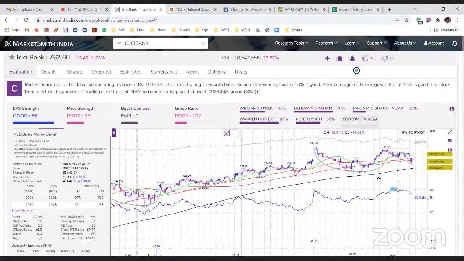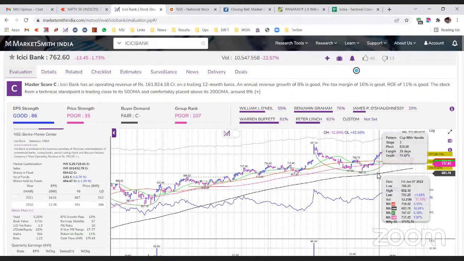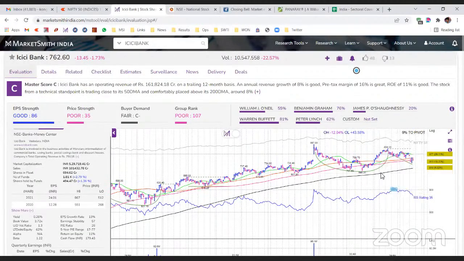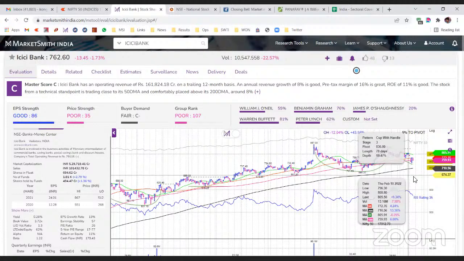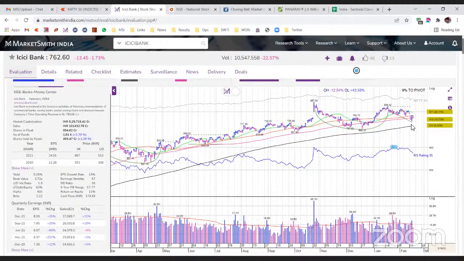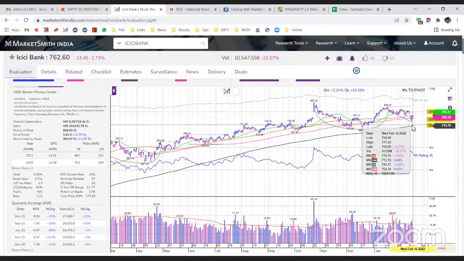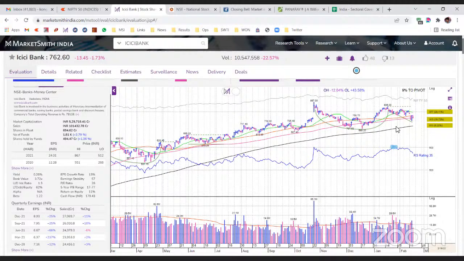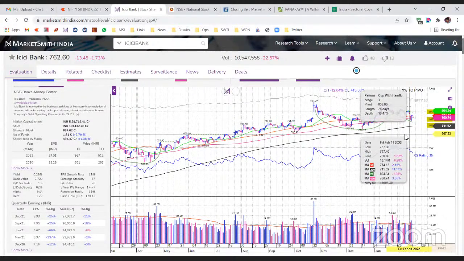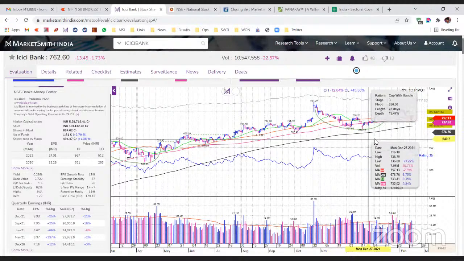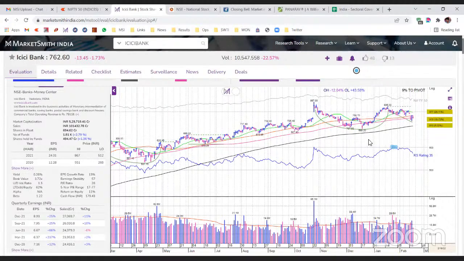ICICI Bank currently is trading in the handle portion of a stage 3 cup with handle, as you can see here. However, it is trading below its 50 DMA and near its 100 DMA. The handle portion has been very ideal for our methodology. The volume has been on the lower side in the handle portion as well as in the base formation portion.